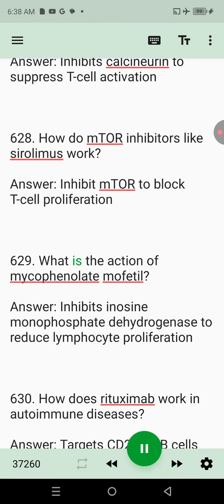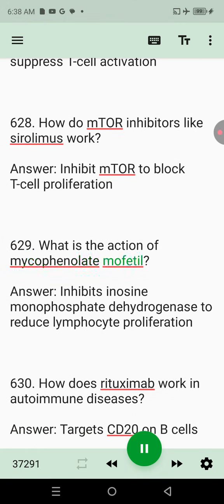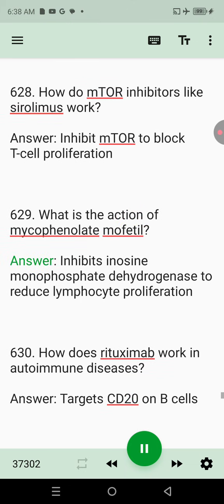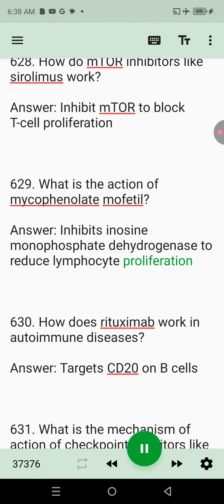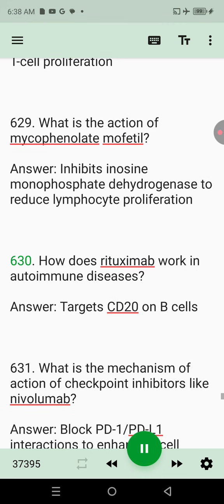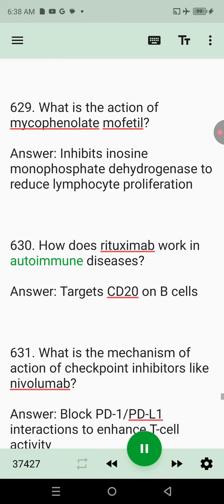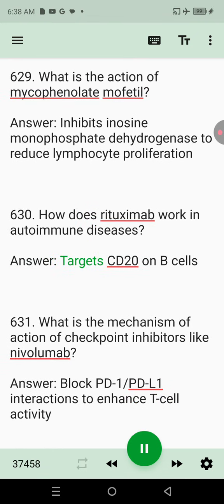629. What is the action of mycophenolate mofetil? Answer. Inhibits inosine monophosphate dehydrogenase to reduce lymphocyte proliferation. 630. How does rituximab work in autoimmune diseases? Answer. Targets CD20 on B cells.